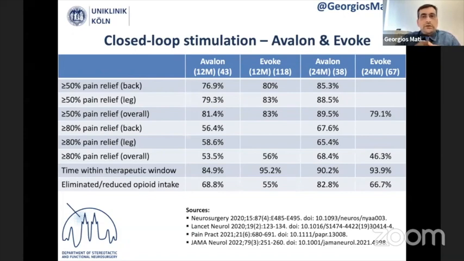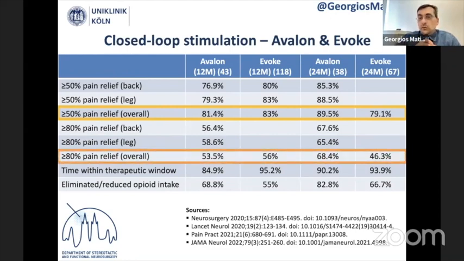To make our life easier, I made up this table to show you the results. So at least 50% pain relief, back and leg pain, after 2 years, remains pretty good. What about the profound responders? Patients who have more than 80% pain relief. It is also really good. For me, it's more important that the stimulation stays within this therapeutic window.